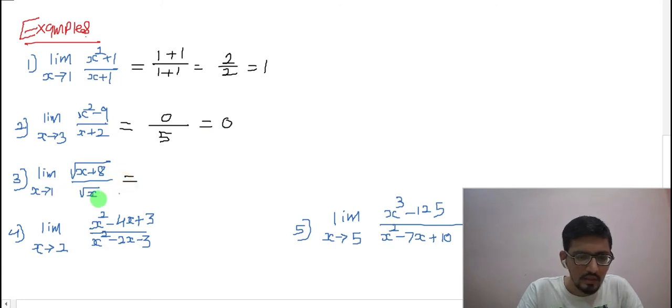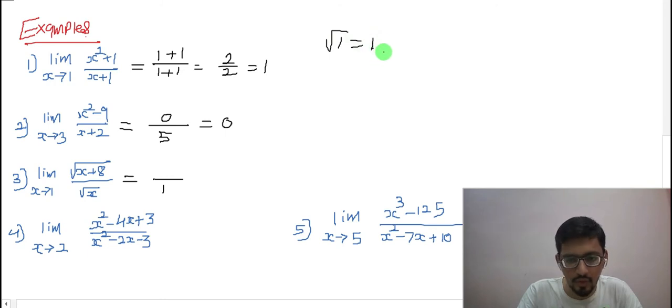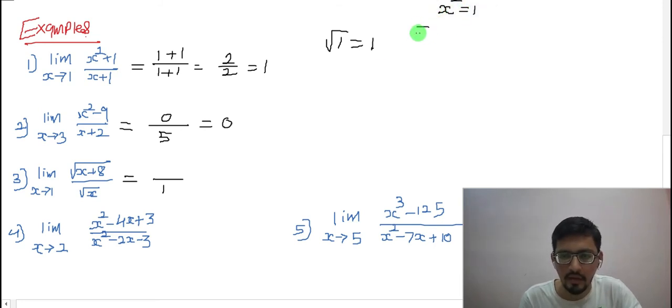Example number 3: here also you can put x approaching 1, and the denominator will be under root 1, which is 1. Under root 1 will be just 1 only, don't write plus or minus 1. Square root of any number is always positive. We will study more about this in the relations and functions chapter. If I have x square equal to 1, then x is equal to plus or minus 1, because x equal to 1 will satisfy this equation and x equal to minus 1 also will satisfy this equation. But under root 1 is always 1. Always keep this in mind.